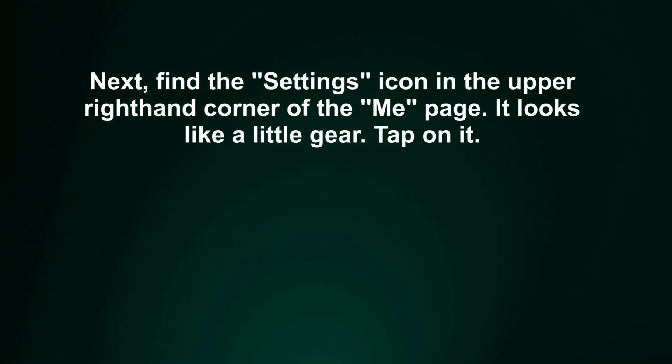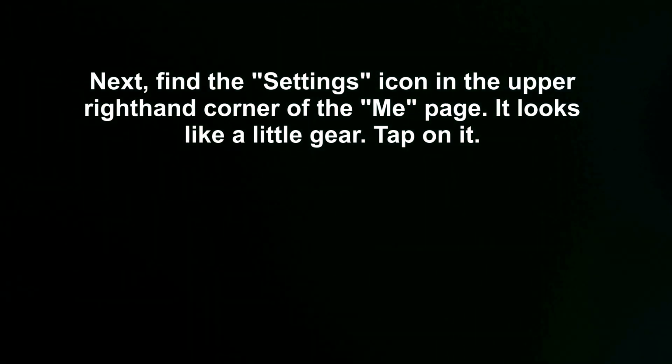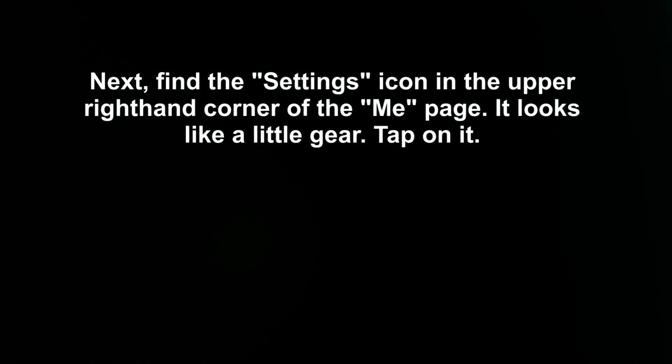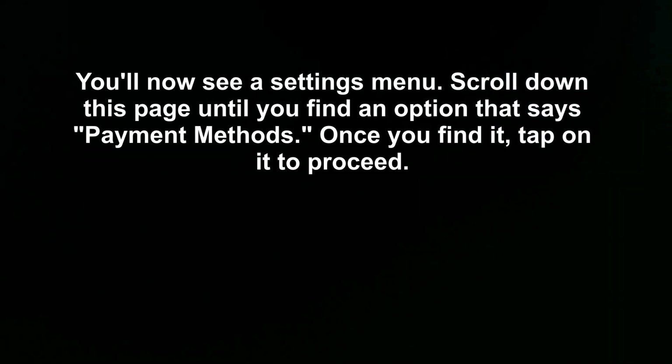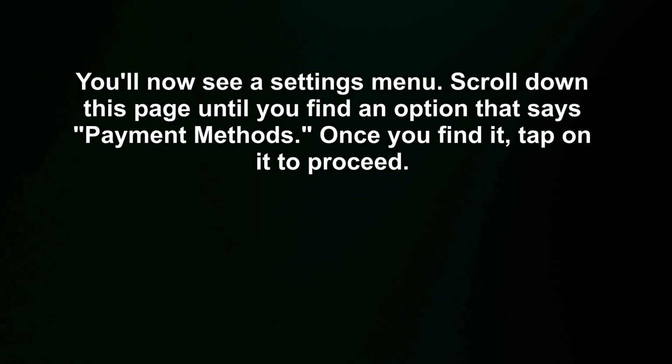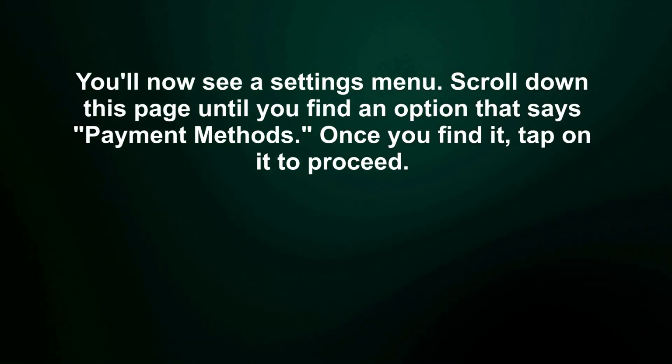Next, find the settings icon in the upper right-hand corner of the Me page. It looks like a little gear. Tap on it. You'll now see a settings menu. Scroll down this page until you find an option that says Payment Methods. Once you find it, tap on it to proceed.